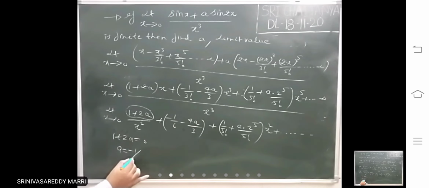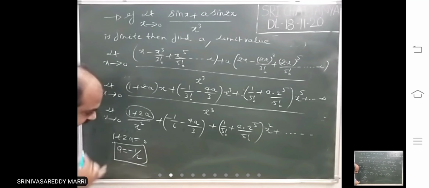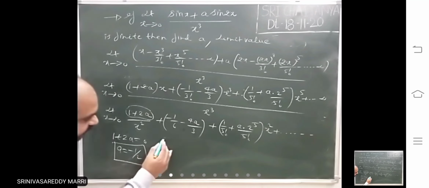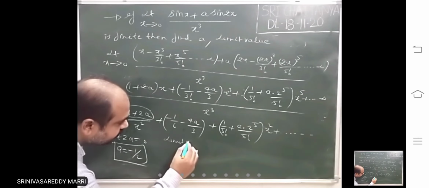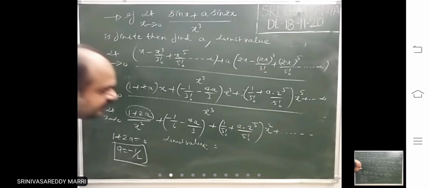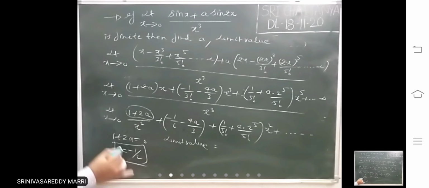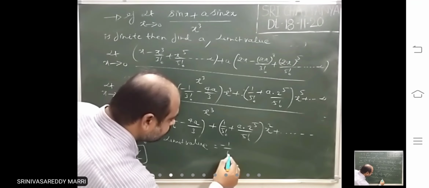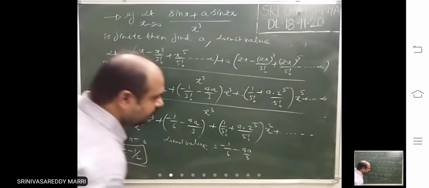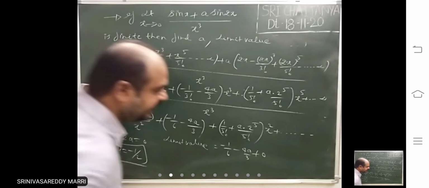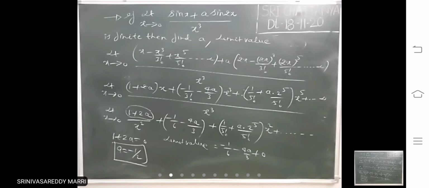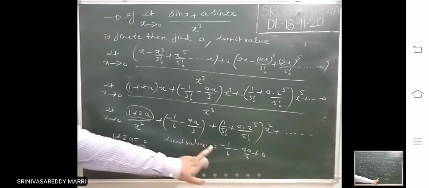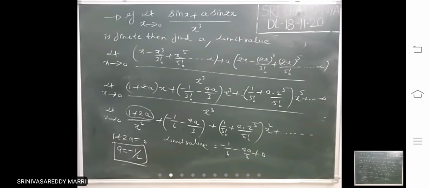So therefore, if that limit has to be finite, what is the value of a? A value is minus 1 by 2. And the limit value, look at it. This is already 0. Now substitute 0. You will get this, and these terms are zeros. If the limit is finite, then the limit value is this constant. That means a is minus 1 by 2.